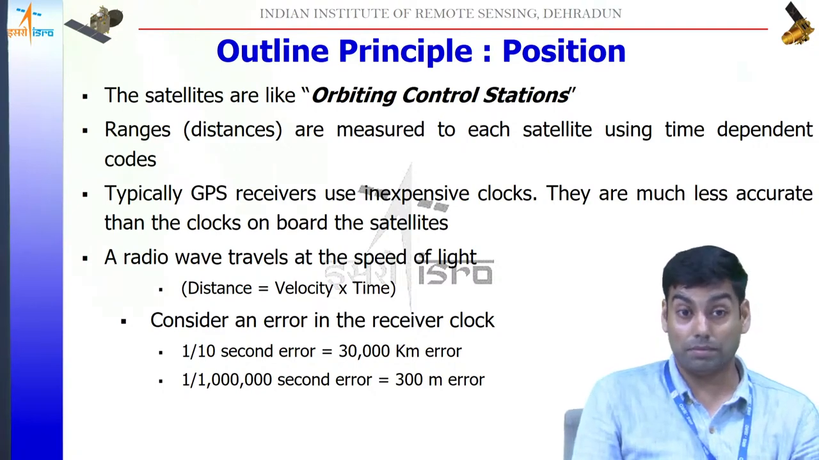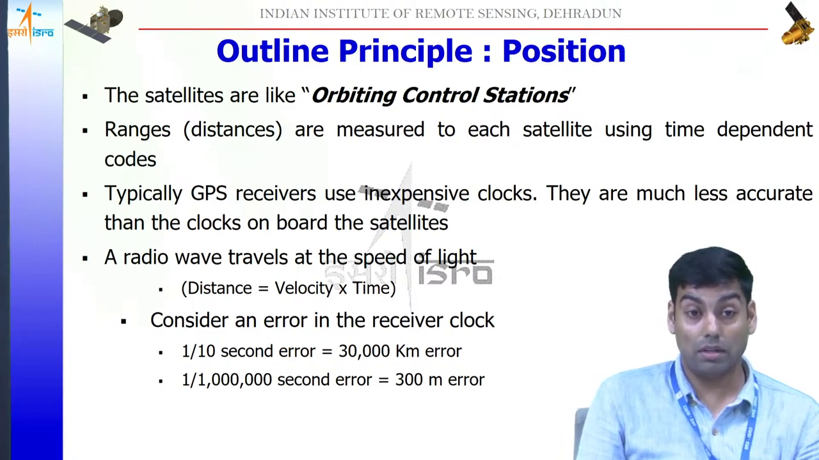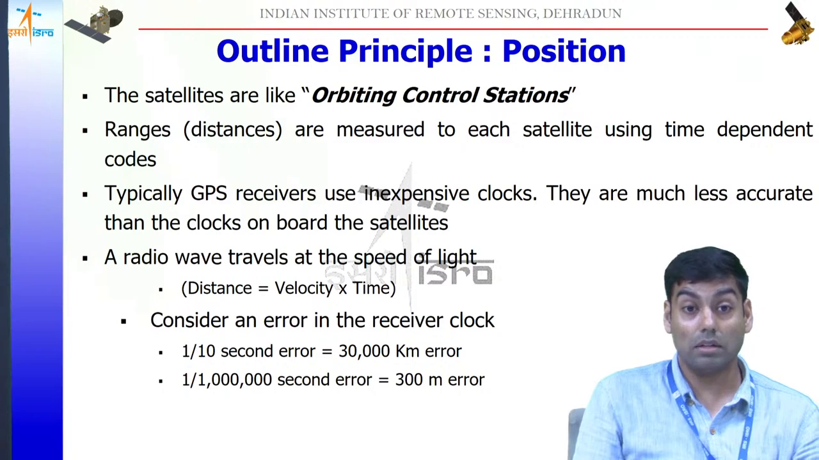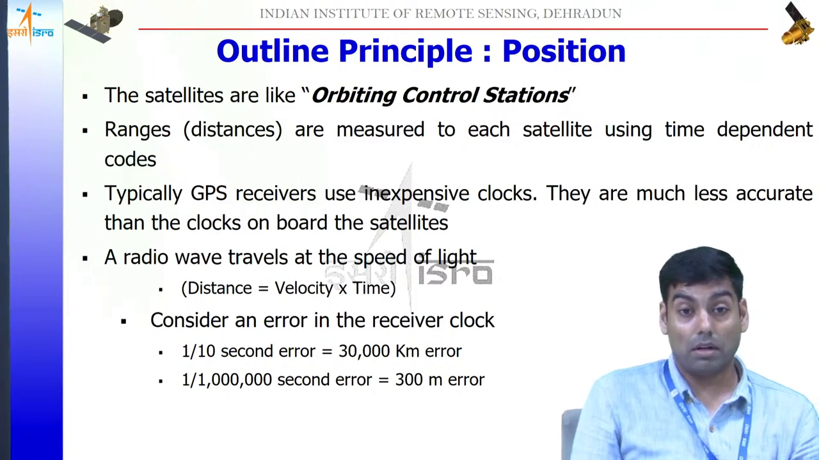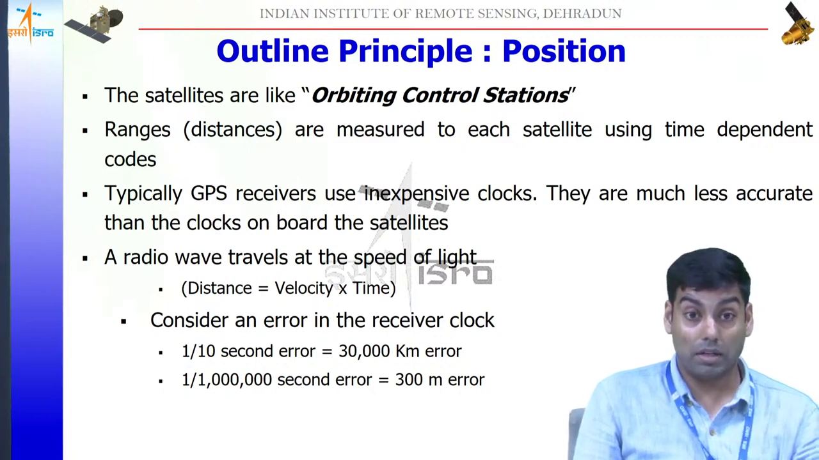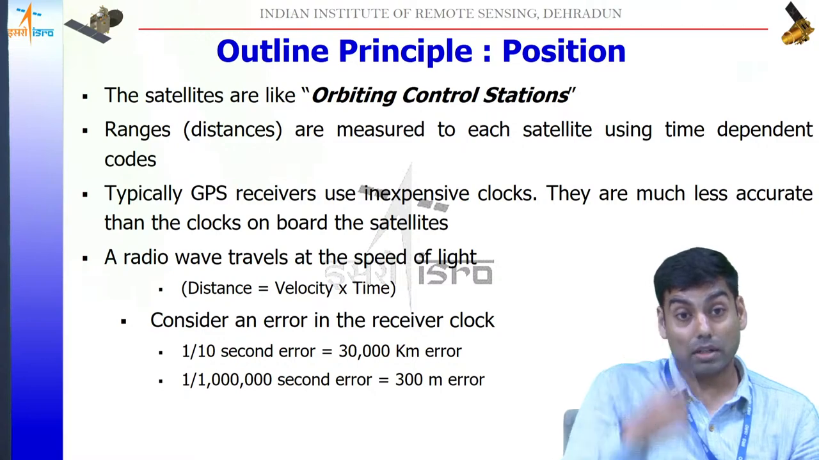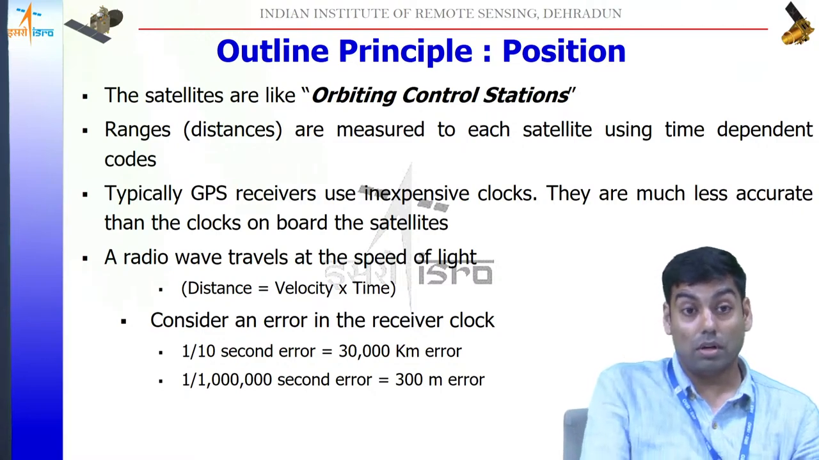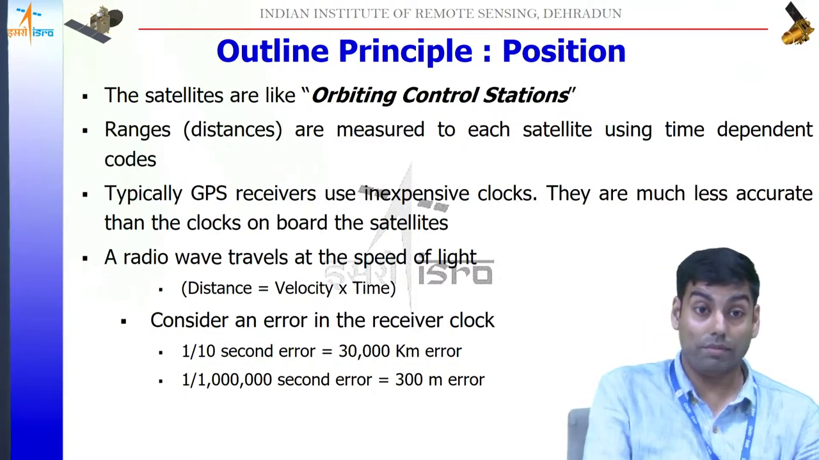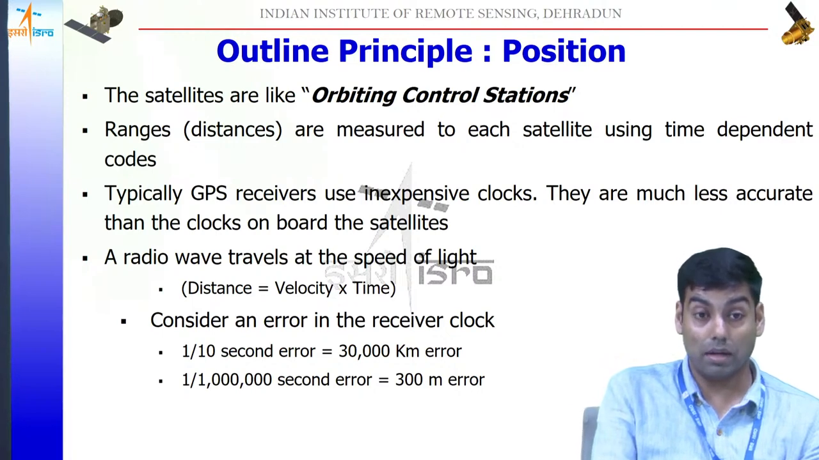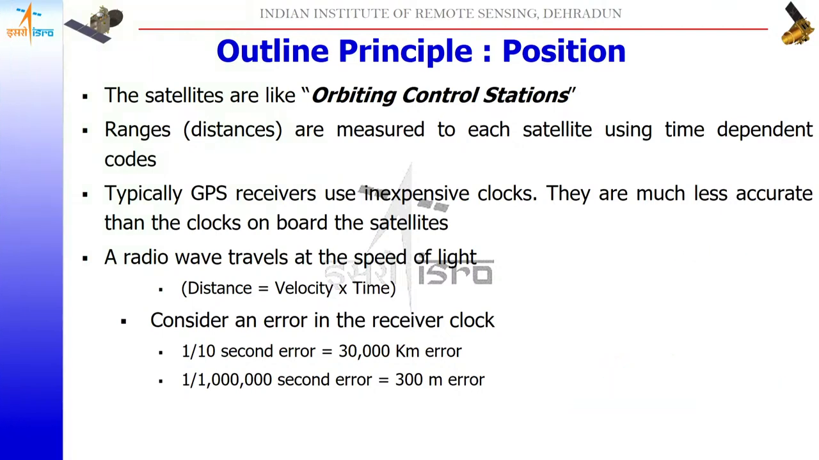If it is 1 upon 10 to the power 6, it will come down, but it is still approximately a 300 meter error. That's why we need to go beyond this, to the nanosecond level, so that we can bring it to the centimeter or millimeter level.